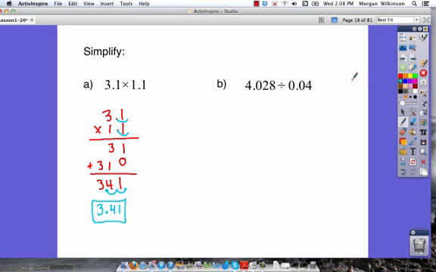If you've got a question, go ahead and write it down. Now our second problem, 4.028 divided by 0.04.